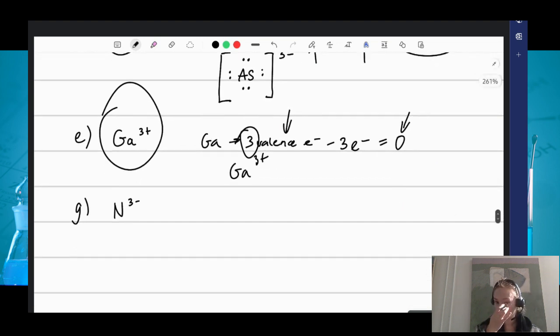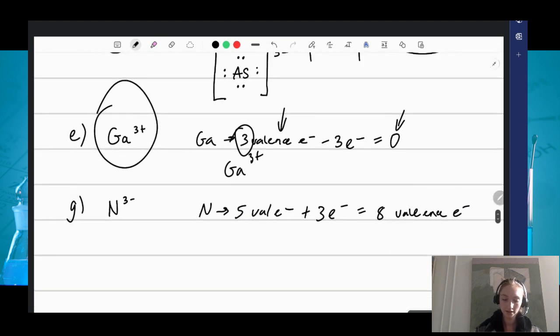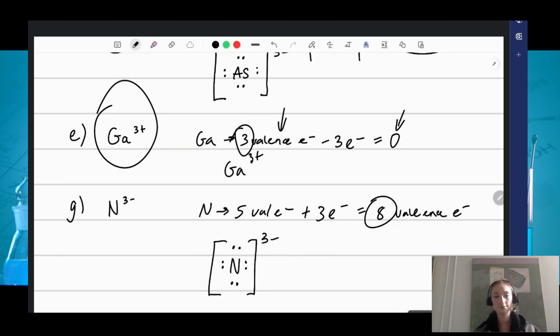So let's move down to nitrogen 3 minus. Nitrogen has 5 valence electrons, and this is a 3 minus, so it adds 3 more electrons to it. So this will be 8 valence electrons, just as the arsenic 3 minus ion had. So it'll look very similar with its Lewis structure. We're going to put the nitrogen in the center, and it has 8 valence electrons, so it's going to be complete with 2 on each of the sides, like so, and brackets because it's an ion, and we need to put the 3 minus at the top right. So those are the Lewis structures for those ions.